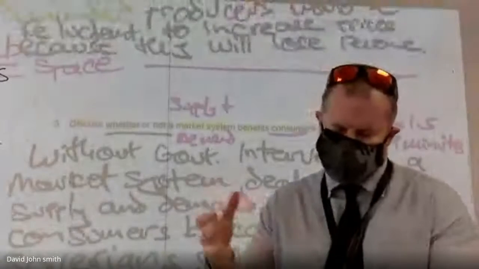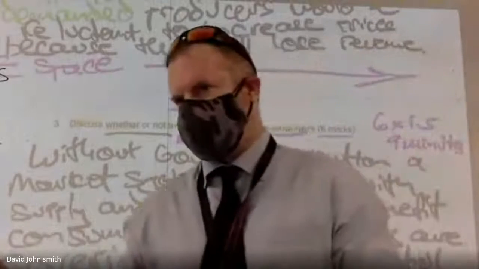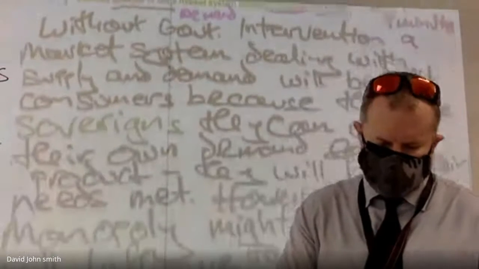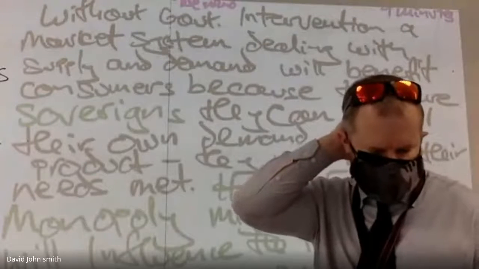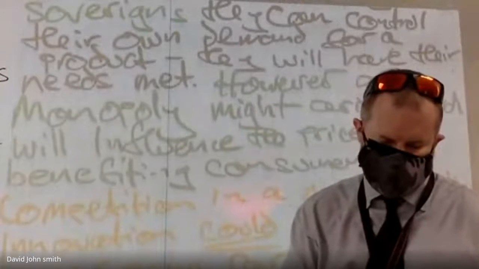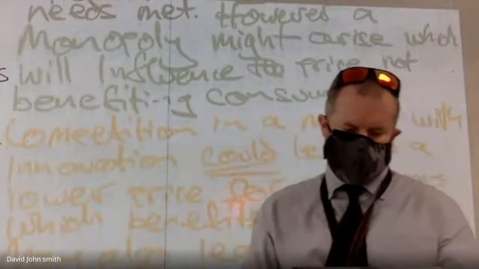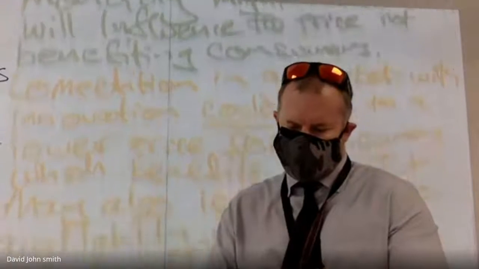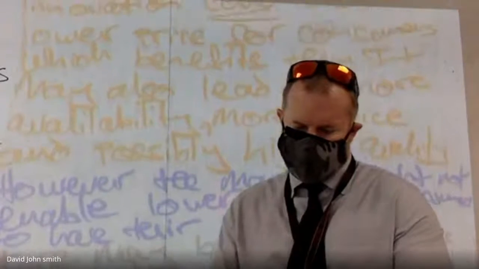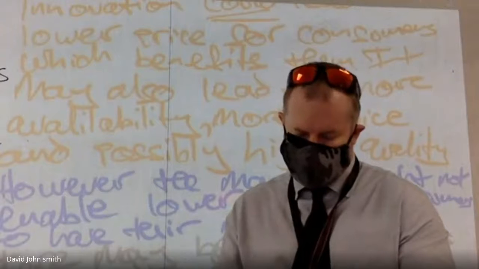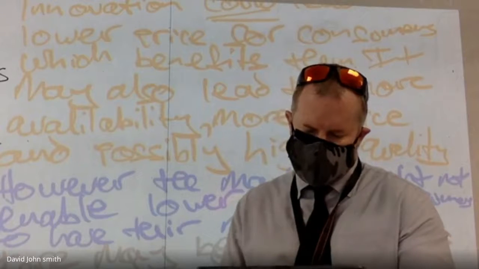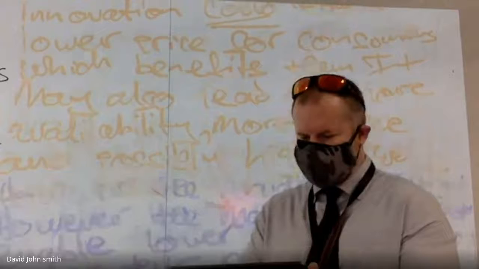So, yeah, it's about whether or not the market system, so that's no government, it's just supply and demand, will benefit consumers. Without government intervention, the market system dealing with supply and demand will benefit consumers because they're sovereign, they can control their own demand for a product, they will have their needs met. However, a monopoly might arise which may therefore influence the price, not benefiting consumers. Competition leads to innovation, lower prices. It also leads to more availability, more choice, possibly higher quality. However, the market might not enable lower income consumers to have their needs met. And maybe demerit goods produced, the market may fail due to externalities.